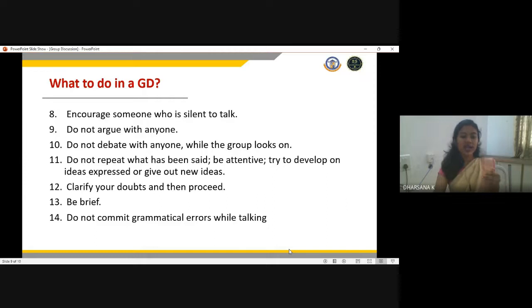Next is clarify your doubts and then proceed. If you are going to present your point and you have any doubts in the previous points discussed, you should clear it at that time itself. Then be brief. Don't consume too much time when you are sharing your ideas or your point. You should be very brief.